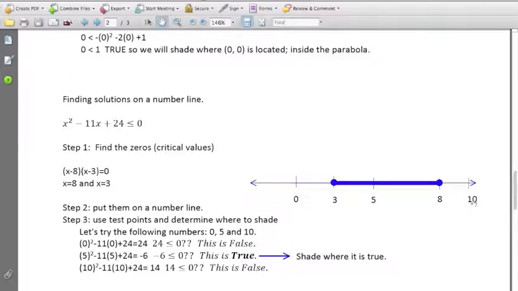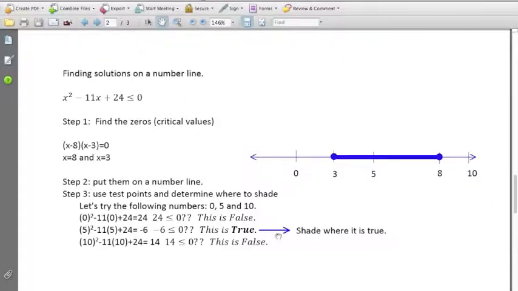Now, you don't have to test all 3 points. Technically, I could test 1 point and know where it is. If I tried 5 first and I got it to be true, boom, I'm done. If I tried 0 first and I got it to be false, well, I know it's going to be inside. I went ahead and tested all 3 just in case you wanted to see them, but know that you do not have to do all 3. In fact, I could get away with just doing 1.